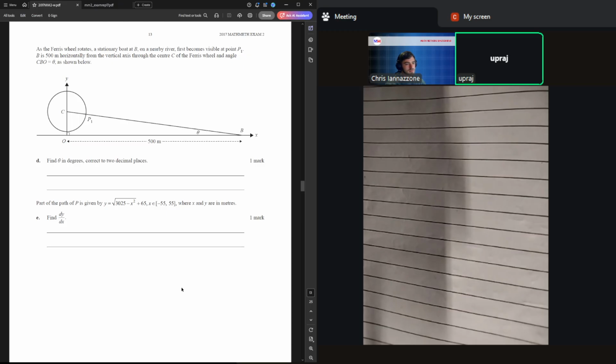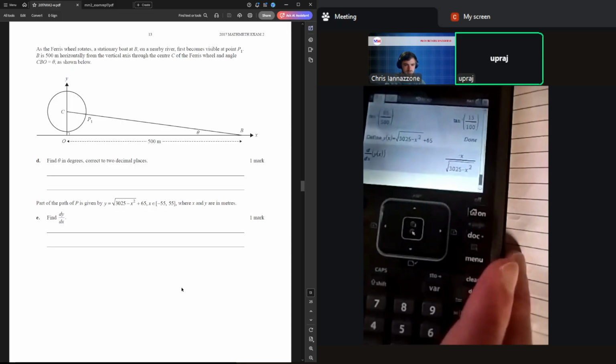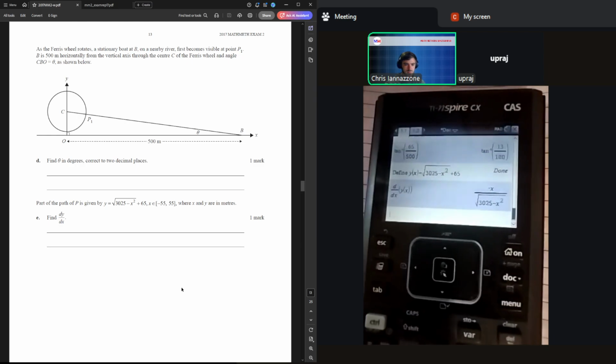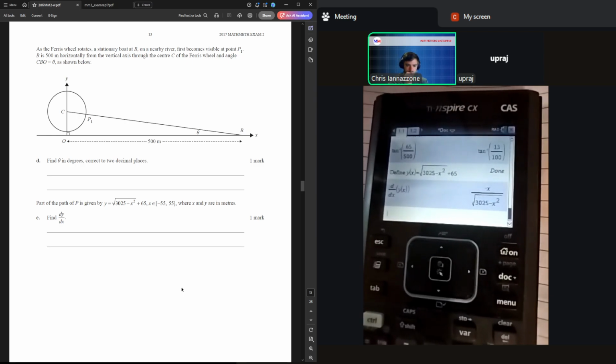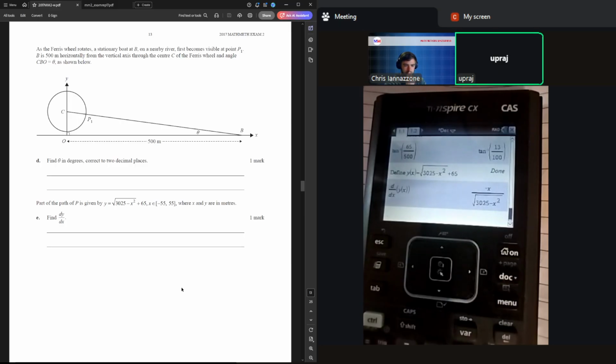It just puts a weird little branch-looking thing on the left. It's negative x all over root 3025 minus x squared. I'm not getting that, which is odd. I wonder what you've got going on differently. I defined a function as this one, y is equal to root 3025 minus x squared plus 65, and then what's it called?